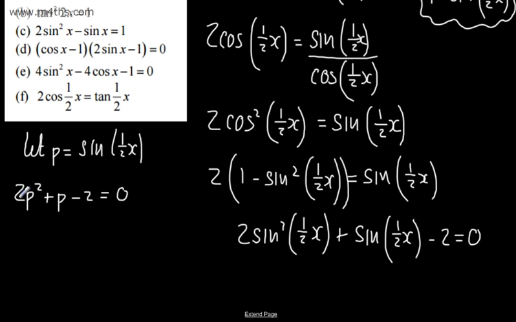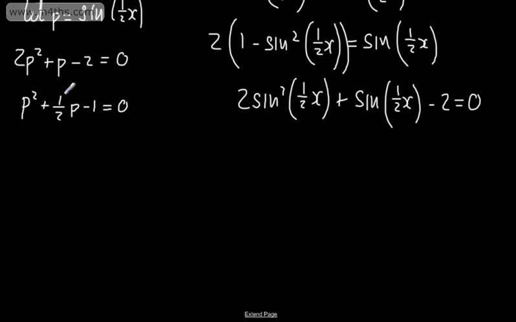The value of a is 2, the value of b is 1, and the value of c is negative 2. I'm just going to complete the square, so dividing through by 2, we get p squared plus 1/2 p minus 1 is equal to 0. Entirely up to you. If you've used the quadratic equation, you're welcome to do that. So we're going to have p plus 1/4 all squared minus 1/16, and then minus 16/16, and that's equal to 0.